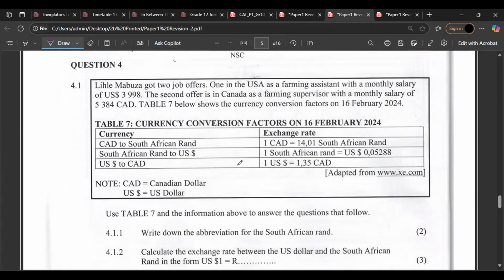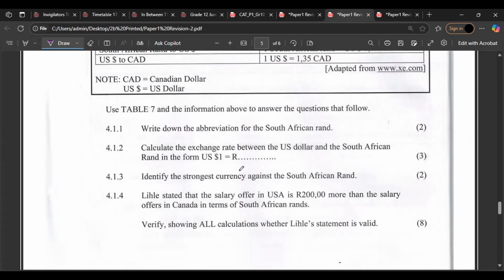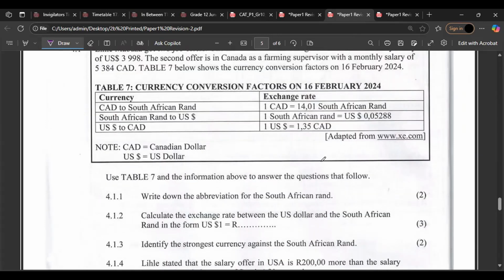Let's look at question number 4. This one is talking about exchange rate. Lile Mabuza got 2 job offers: in the USA as a farming assistant with a monthly salary of 3,900 US dollars, and the second offer in Canada as a farming supervisor with a monthly salary of 5,384 Canadian dollars. The table below shows the currency conversion factors on 16th February 2024. Okay, this is the table that we shall use. Write down the abbreviation of South African Rand. This is easy.